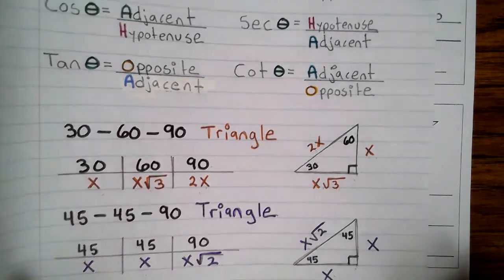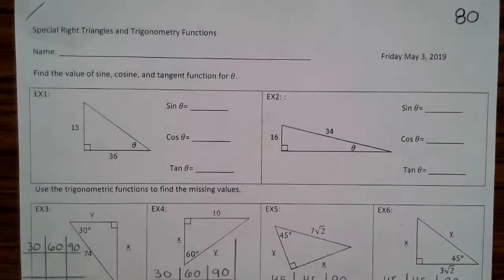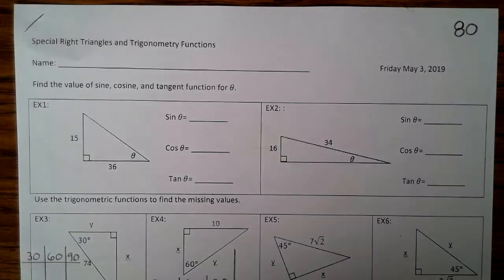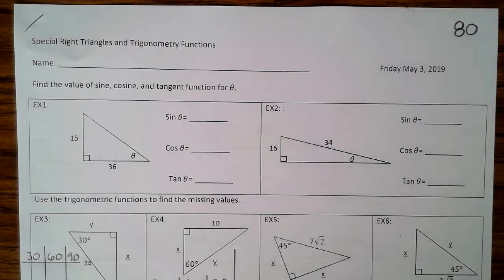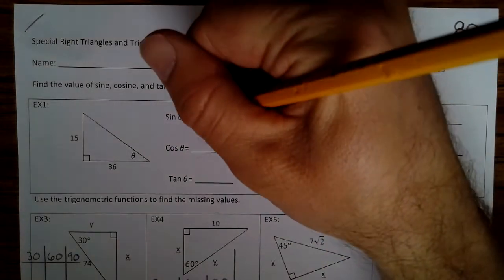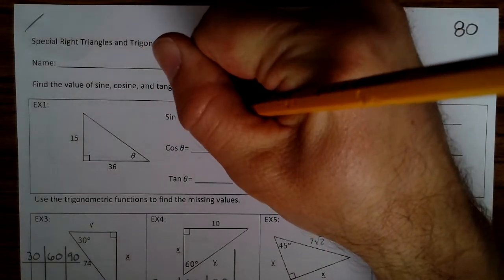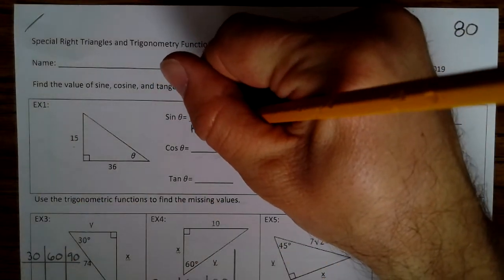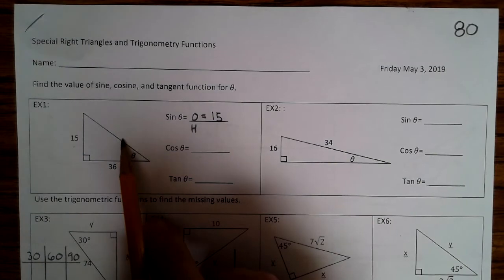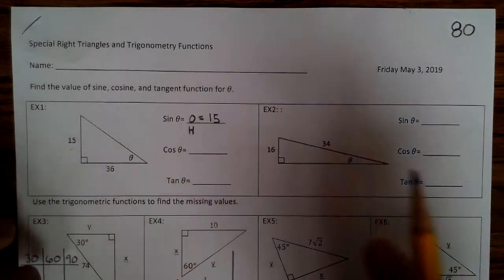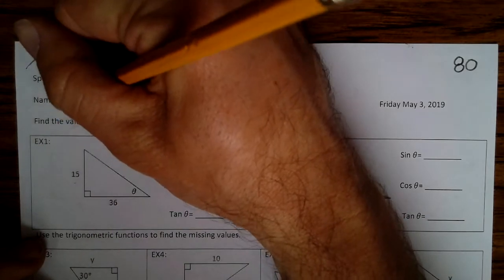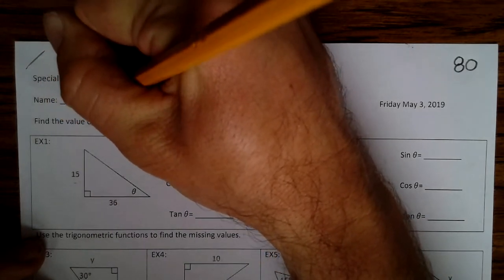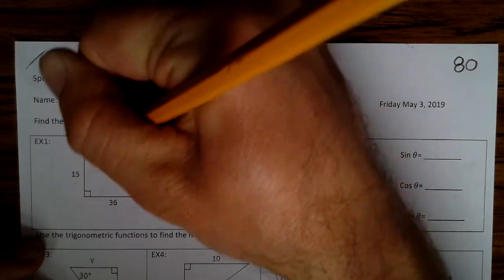Let's take a look at the examples. Page 80. Special right triangles and trigonometry functions. Find the values of sine, cosine, and tangent function for theta. Okay. Now, sine of theta is opposite over hypotenuse. So the opposite side is 15. Now, to find the hypotenuse, we're going to use Pythagorean theorem. Okay. So we know that 15 squared plus 36 squared equals, let's call this h squared.